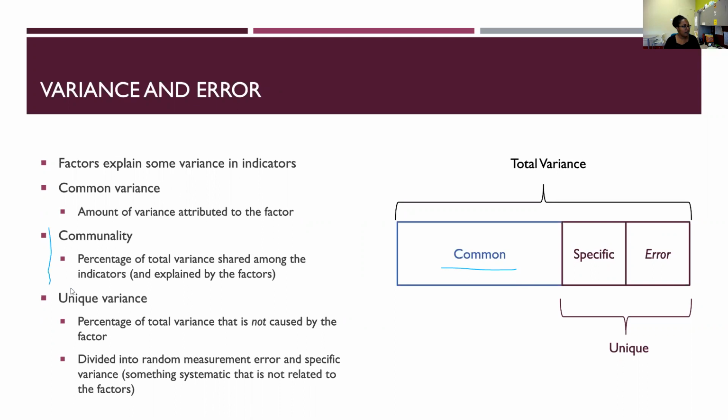You might see in some exploratory factor analysis work this idea of communality, which is the percentage of total variance that's shared among the indicators.